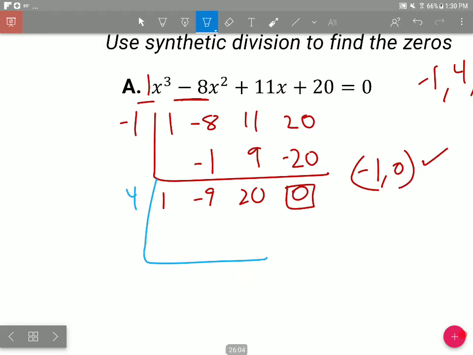So drop the 1. 1 times 4 is 4. Minus 9 is negative 5. Times 4 is negative 20. Negative 20. Add them up, you get 0.